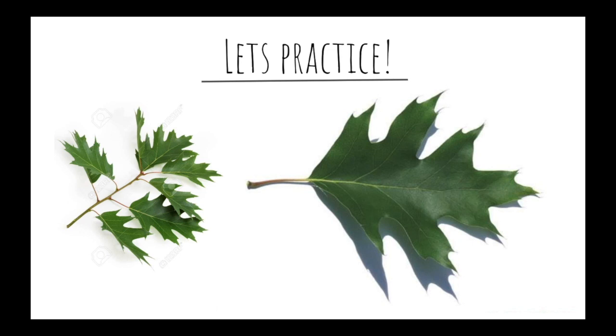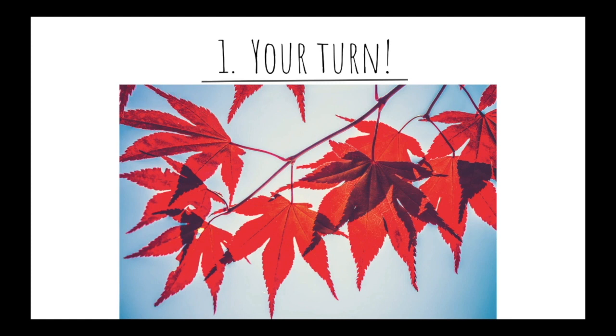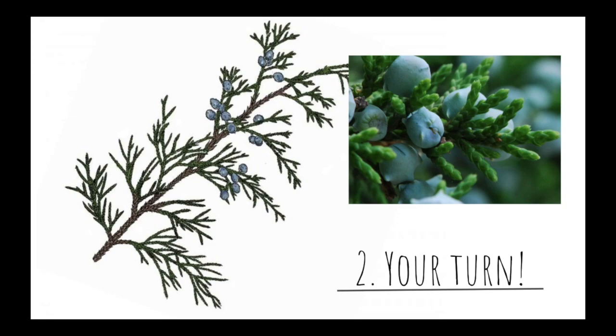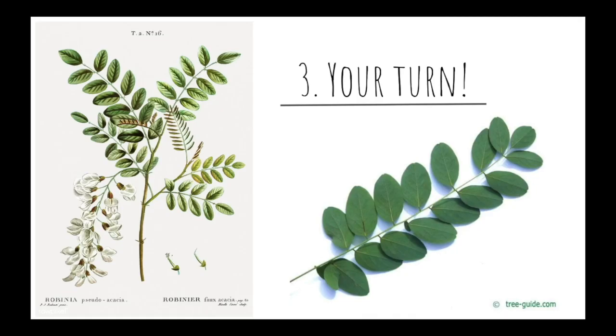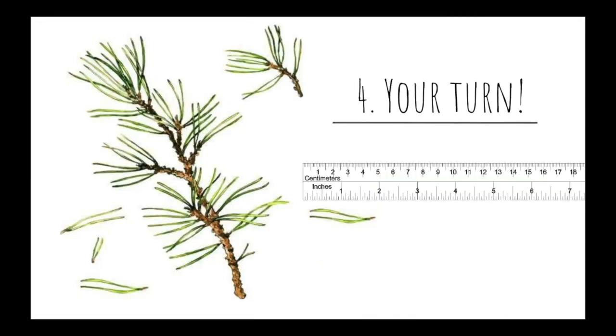Now that you have gone through a practice one with me, go through your key and try to identify which leaves these are. So there's 4 slides, and you can pause and take as much time as you need. Now here are the answers. Number 1 is a red maple. 2 is an eastern red cedar. 3 is a black lotus. 4 is a jack pine.